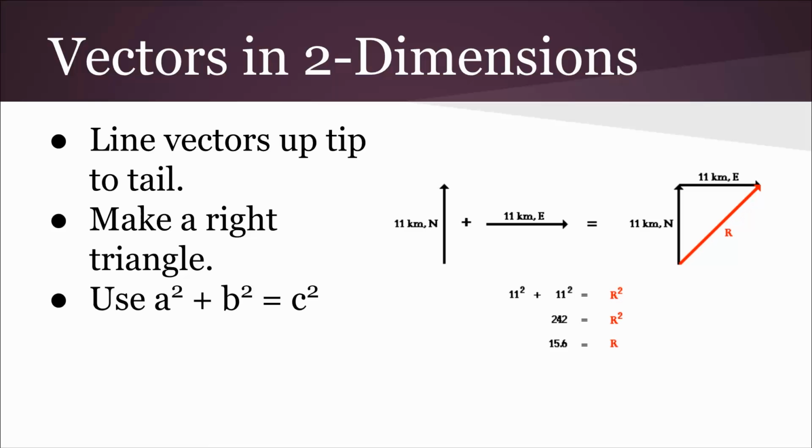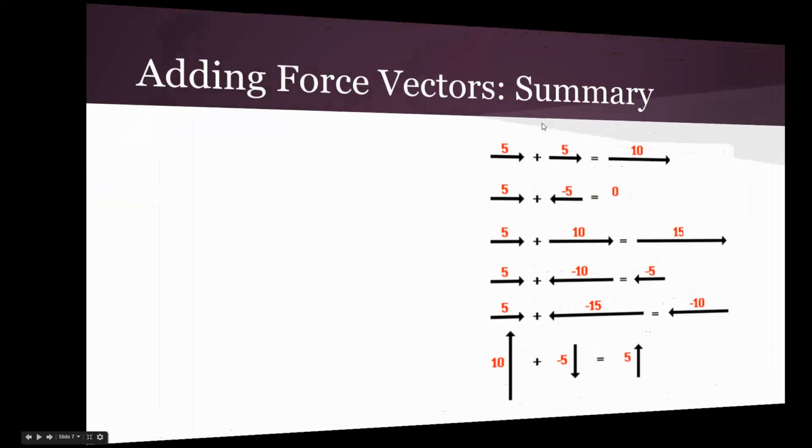If I were doing this with forces, this would be forces pushing it north and forces pushing it east. The result is that the object is moving to the side, northeast, at 14.6 newtons of force. So that's going to determine how much acceleration this object has. Adding force vectors, quick summary.